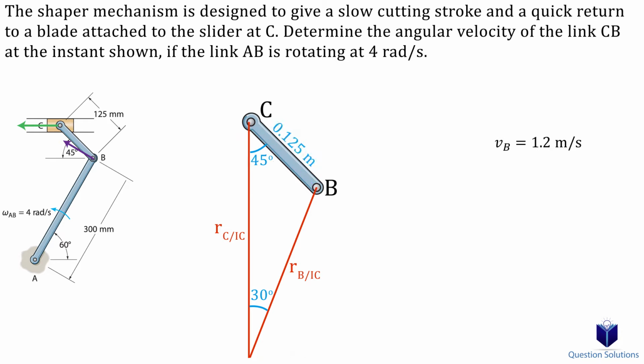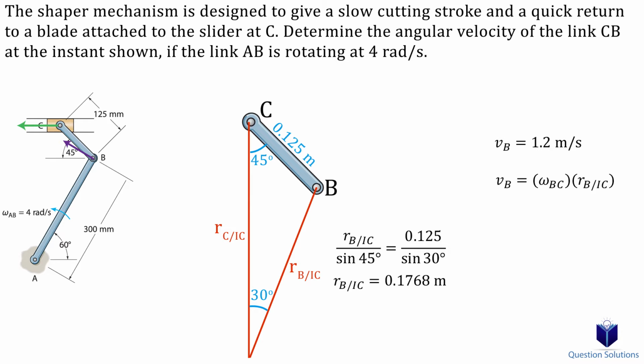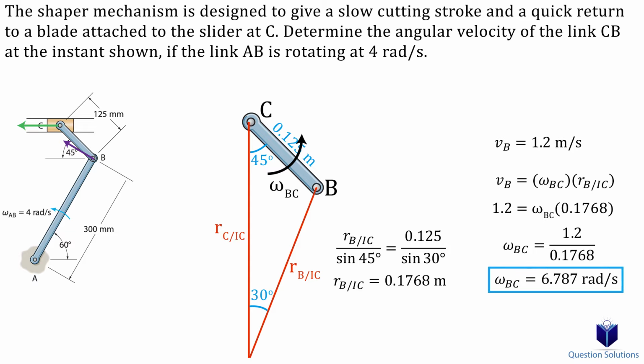So now, we have one big triangle with two angles and one length, which is 0.125 meters. We can figure out the side lengths using the law of sines. In fact, we only need the length of RB over IC since the question is only asking for the angular velocity. So let's write the law of sines. Solving gives us the length. Now we can figure out the angular velocity of link BC. To do that, we just need to write an equation for the velocity of point B using IC. Let's plug in the values we know and isolate for the angular velocity. Solving gives us the angular velocity of link BC.